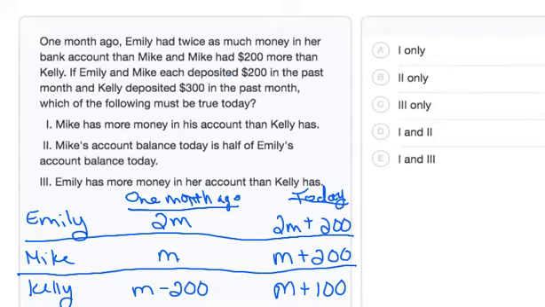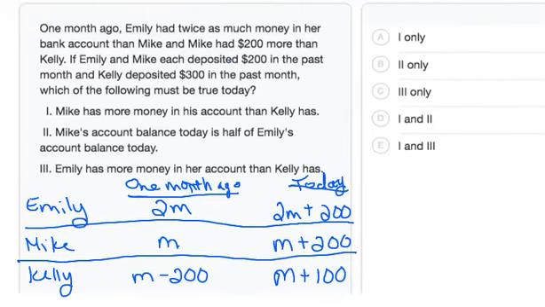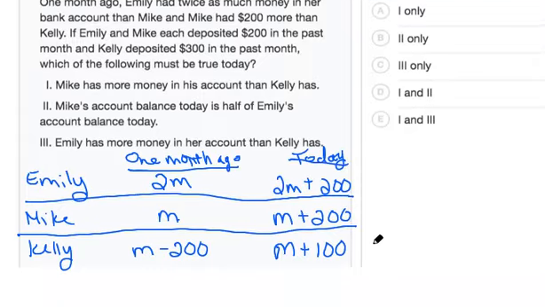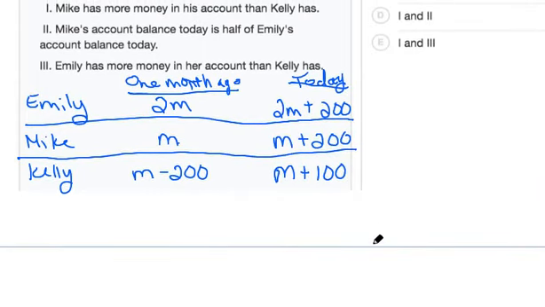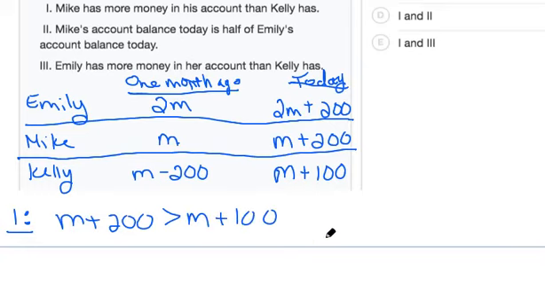Okay, so now that we have this table, let's go ahead and consider each statement. For statement 1, let's go ahead and scroll down a little bit, just for some space. So we'll consider statement 1 first, and we're trying to see whether this is true today. It's evident from the last column that Mike still has more money in his account than Kelly, since M plus 200 is greater than M plus 100. So this statement must be true, that Mike has more money in his account than Kelly.